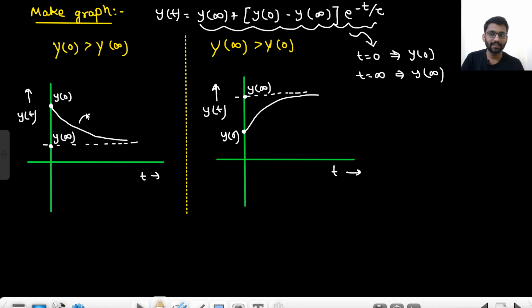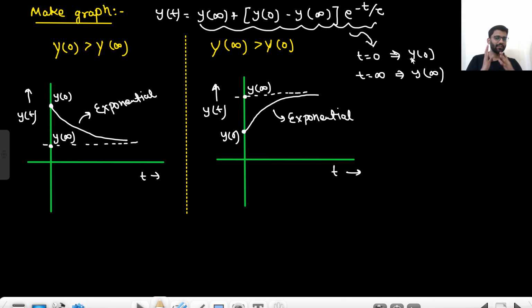So that's how you are supposed to make the graph. And why is the graph like this? Because this is exponential. This is not linear, this is exponential. First, you need to know the general solution of a first order differential equation. This is the most important part of the video: value at infinity plus value at 0 minus value at infinity, e to the power minus t upon tau. This is the general solution of a first order differential equation, and this is how the graph goes. That's it about the complete lecture.